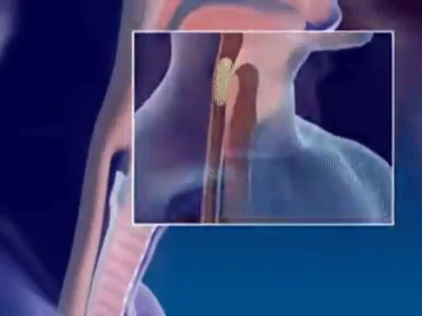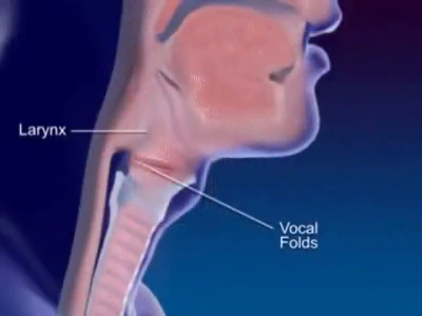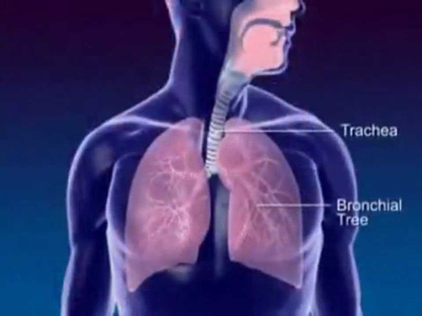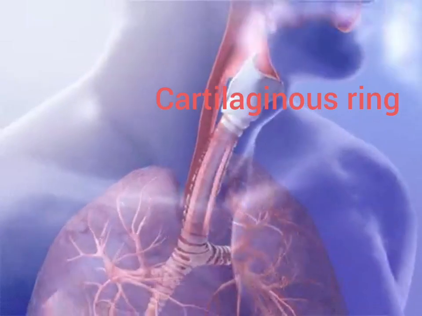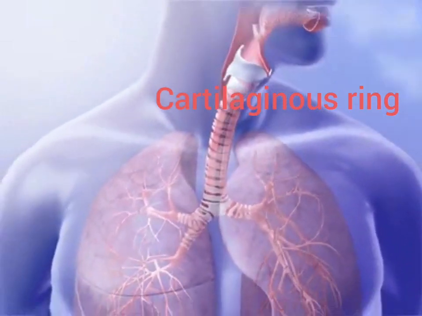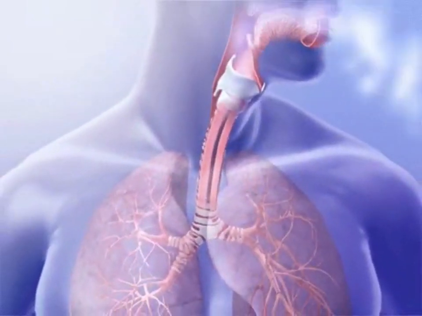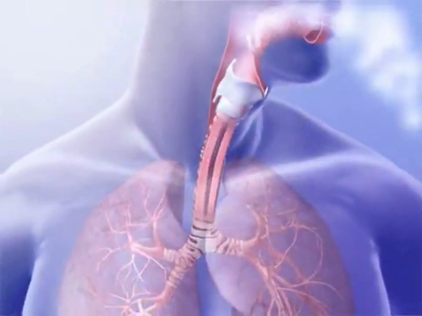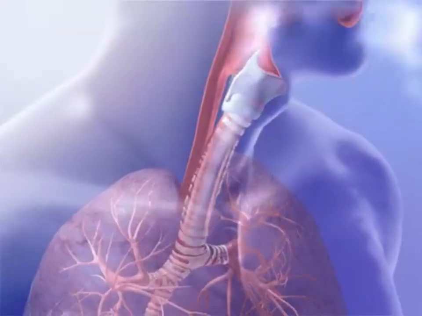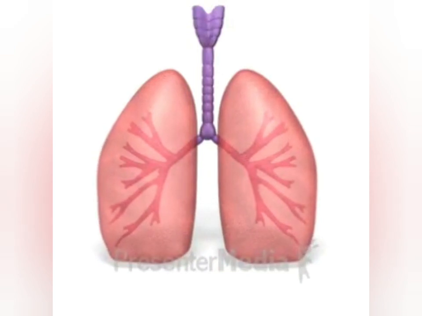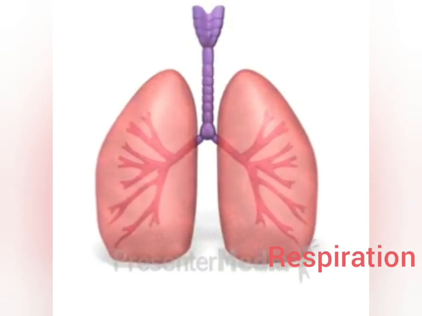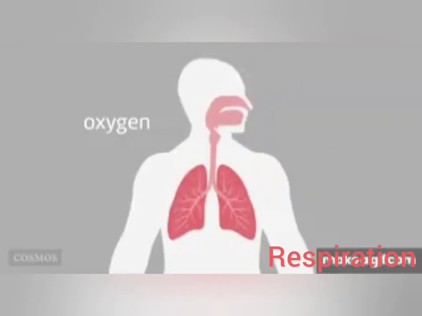The trachea or windpipe is a tube that extends into the thoracic cavity. Its wall is provided with incomplete C-shaped cartilaginous rings. These keep the trachea in dilated position and prevent it from collapsing. At its lower end, the trachea splits into two primary bronchi. Within the lung, each bronchus is divided many times into bronchioles.